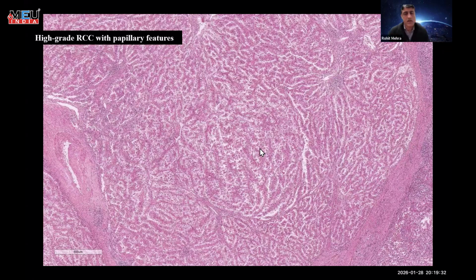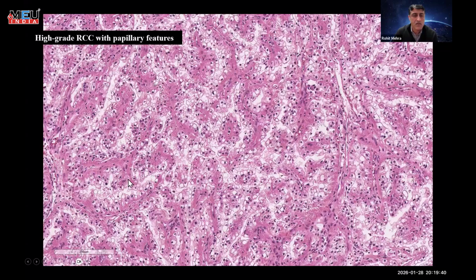I hope all of you can appreciate, even at the low power, this tumor has an intense papillary architecture. This is again a medium power view. We can see the papillary architecture, and we can see also these cells which have abundant clear cytoplasm. So there are several differential diagnoses one can consider for a tumor like this. And when I worked up this tumor, it was strongly positive for CA9 expression, like we can see over here.